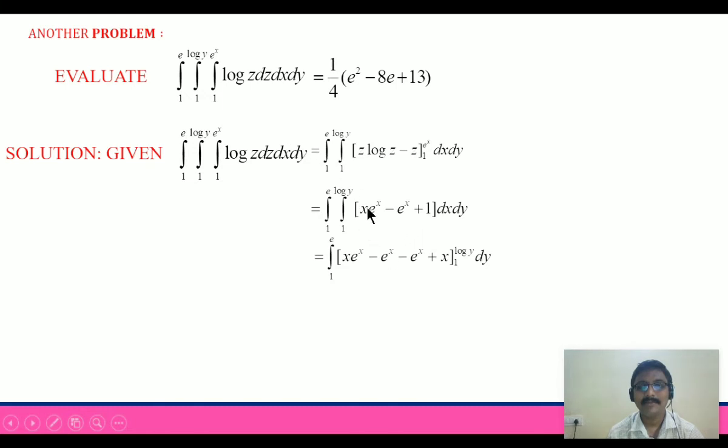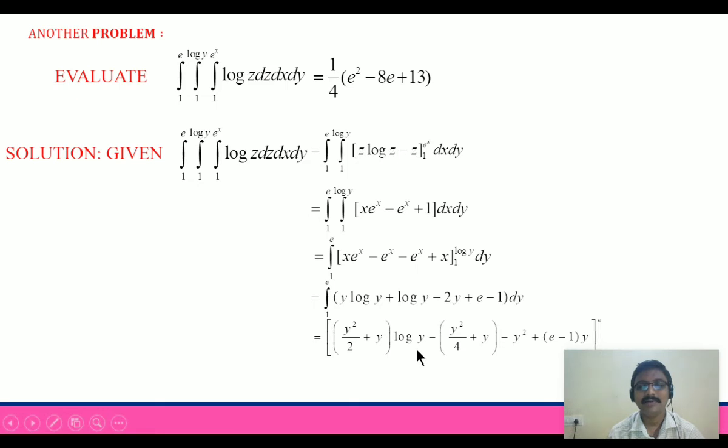Clearly the triple integration sum is a double integration. While integrating with respect to x, x e power x integration is x e power x minus e power x. Negative e power x integration is negative e power x. 1 integration is x. Substituting upper limit as log y and lower limit as 1. Clearly now the triple integration sum is reduced to single integration. Taking the integration with respect to y under the limits 1 to e, substituting 1 to e limits and taking the LCM as 1 by 4. Taking out the common 1 by 4, we will get the result.